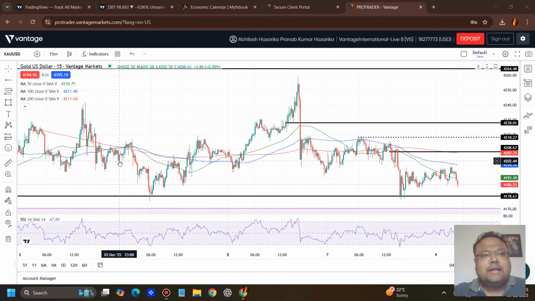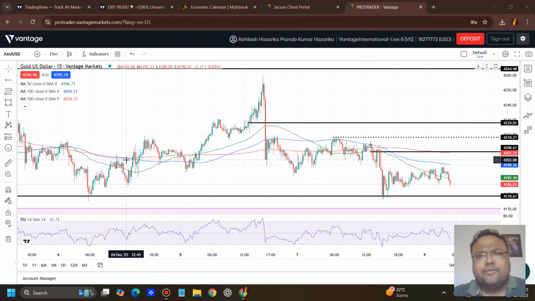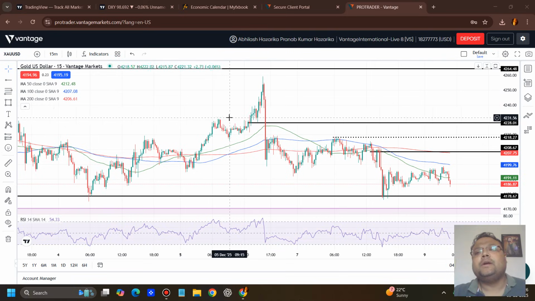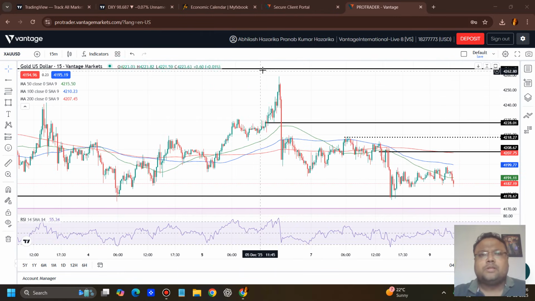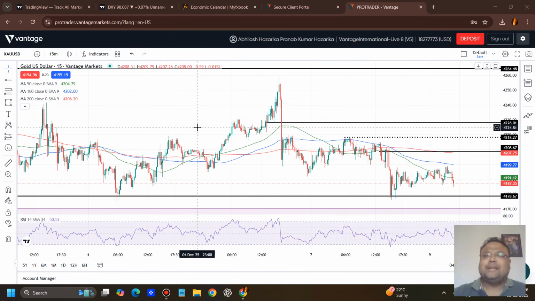So let's get started. And my dear friends, this is a 50-minute chart of gold in front of us. And as expected, the market is trading in a tight range, or sideways, or we can also say the market is choppy. As we all know, the market is waiting for the next Fed meeting for the interest rate cut decision, which is coming after 2 days, I believe. So we can expect the market to remain like this for the next 1 or 2 days.